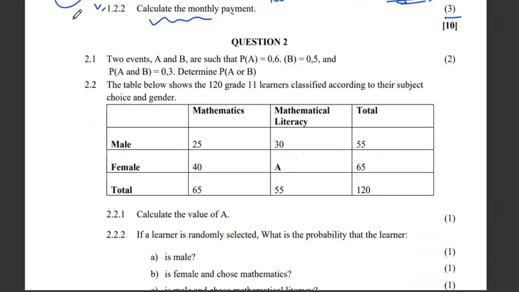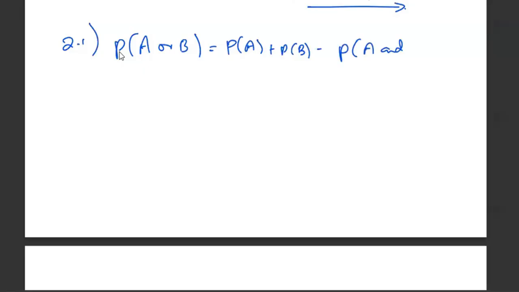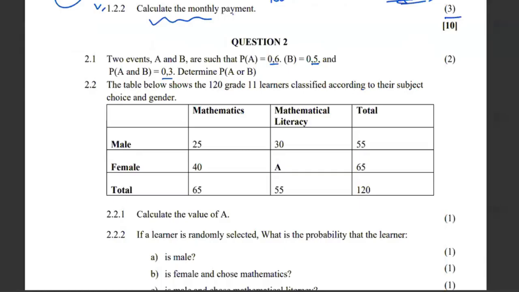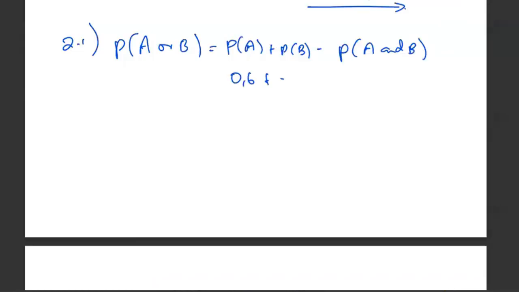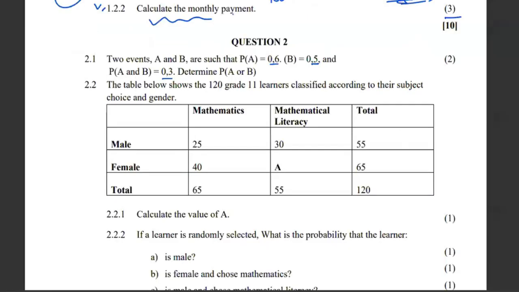And then question 2. Events A and B are such that the probability of A is given, the probability of B is given, and the probability of A and B is given. Can we calculate the probability of A or B? So 2.1, they're asking us for the probability of A or B. From our addition rule, it's the probability of A plus the probability of B minus the probability of A and B. So our A is 0.6 plus 0.5 minus the intersection, which is 0.3.